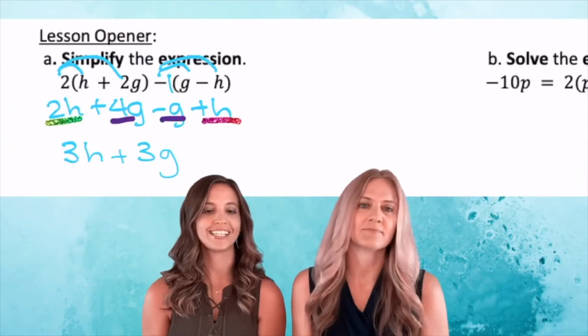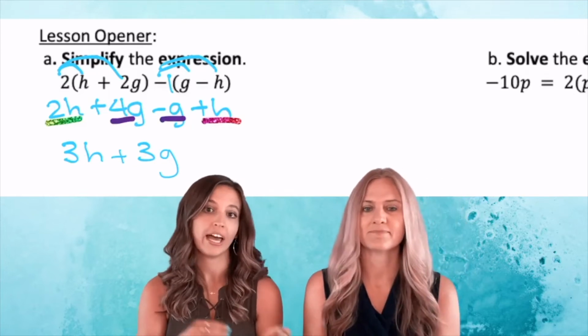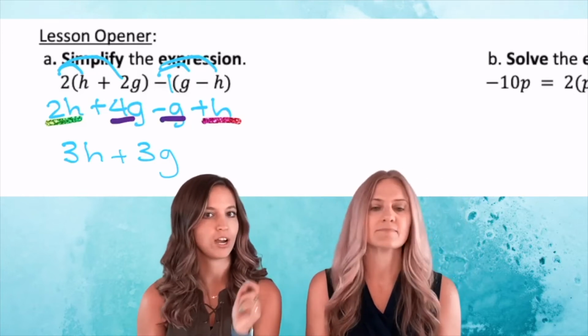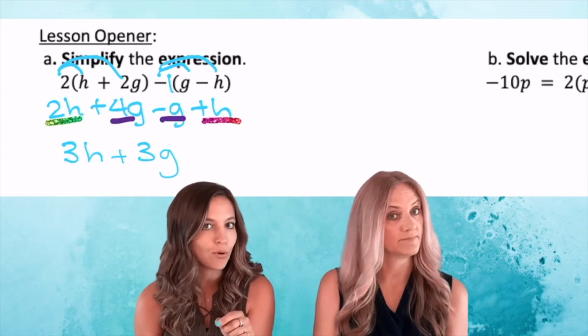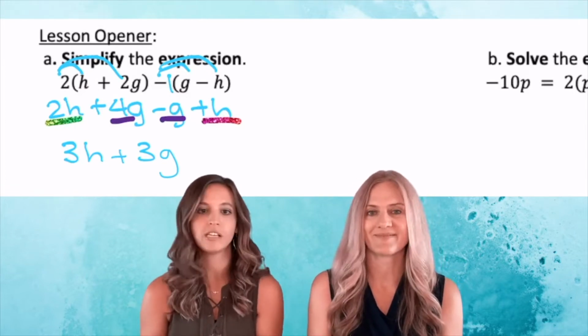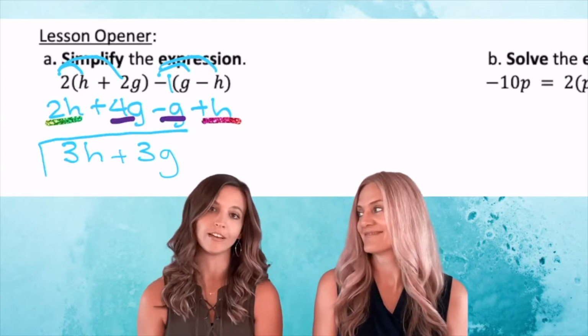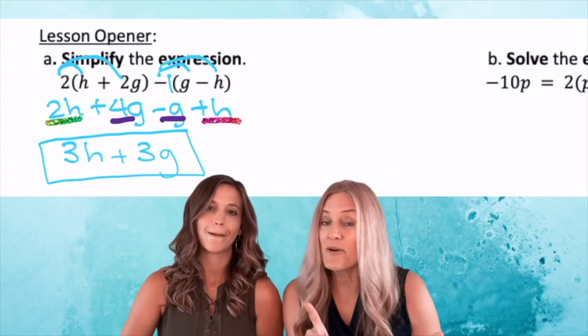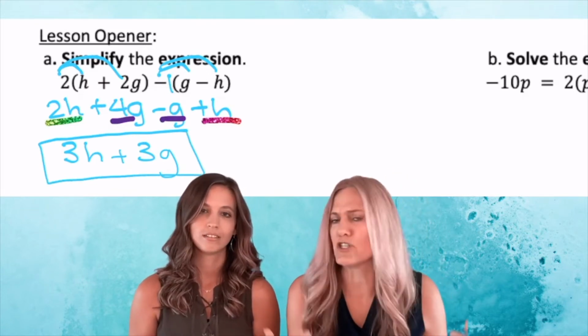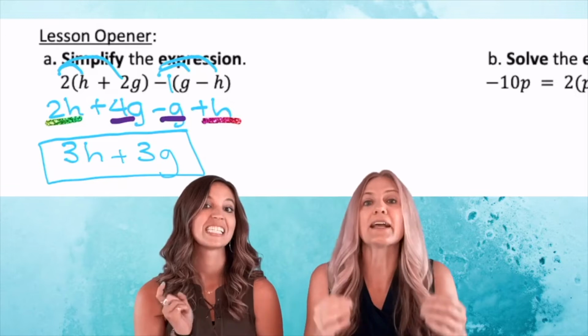So the first one says simplify the expression. After you go ahead and distribute, be careful when you distribute because you have that little negative sign there. Put a little -1 there if you need it. You combine like terms and you should end up with 3h plus 3g. No big deal. Notice that you don't have anything equals. We didn't get g equals 2. Why? Because it's an expression.